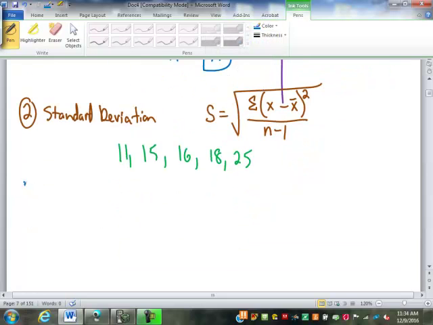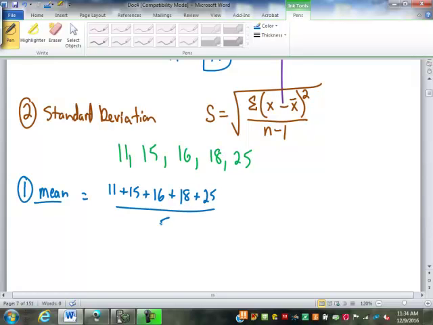Step 1 is to find the mean of the numbers. So I'm going to add them up. 11 plus 15 is 26, plus 16 is 42, plus 18 is 60, plus 25 is 85, over 5. Does that turn out to be correct? So we get a mean of 17.